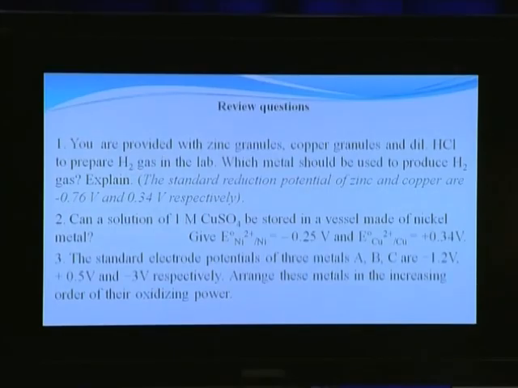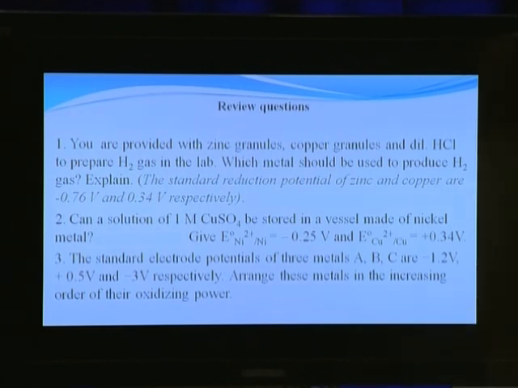Let's go through a few questions, and then you'll try to answer yourself. First question: you are provided with zinc granules, copper granules, and dilute HCl to prepare hydrogen gas in the lab. Which metal should be used to produce H2 gas? And explain. We will be using the same concept here.